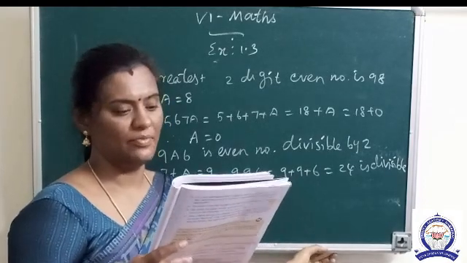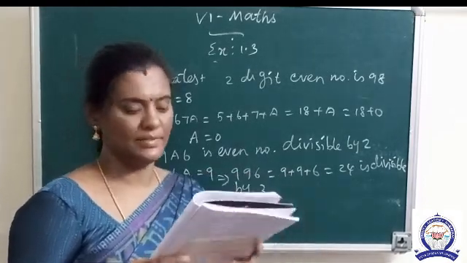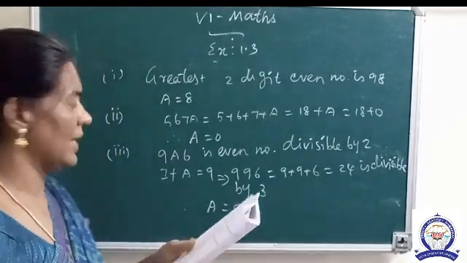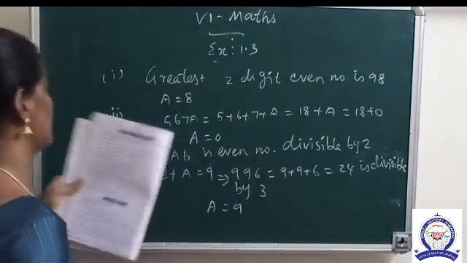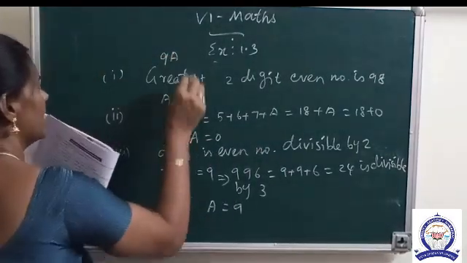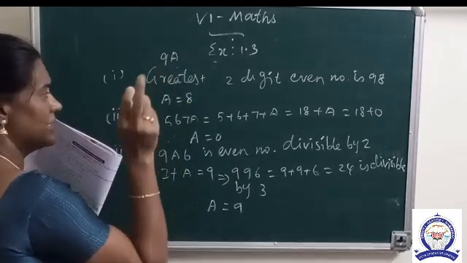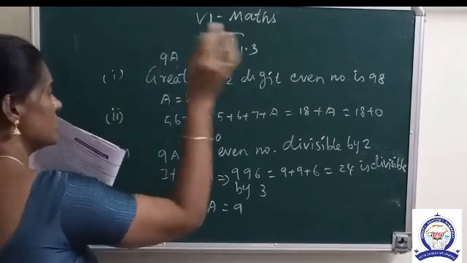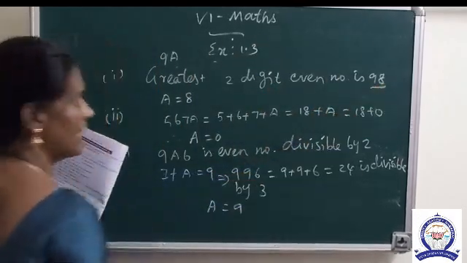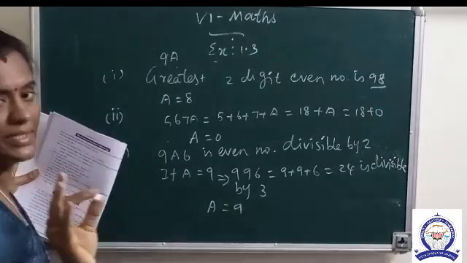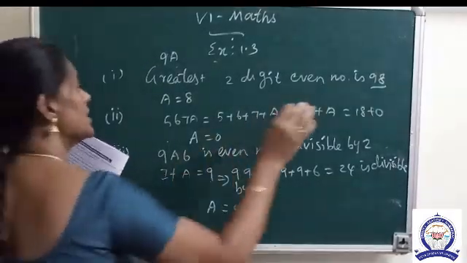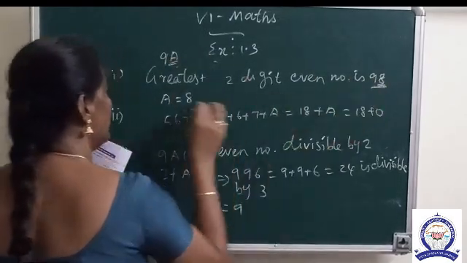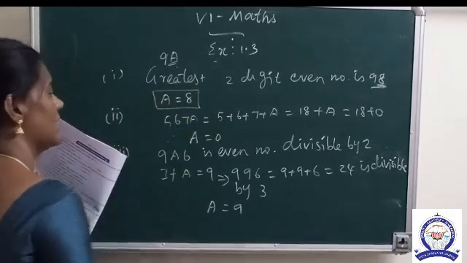See the fifth sum. Find A as required. See the first question. The greatest two-digit number 9A is divisible by 2. See here 9A is given. What is the value of A? The statement is greatest two-digit even number. What is the greatest two-digit even number? 98. After 98, 100. 100 is the three-digit even number. So the greatest two-digit even number is 98. Here we have A. In the place of A, we have 8. So the value of A is 8.